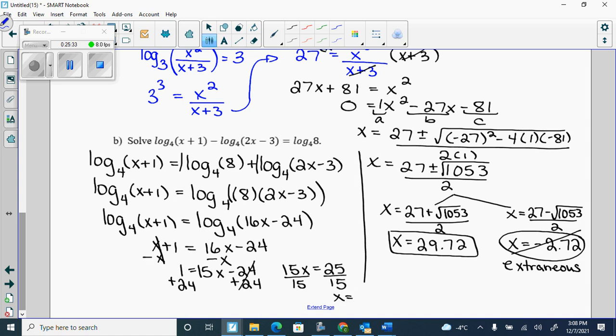And always make sure to check your answer at the end to see if it fits. 5 over 3 plus 1 is fine. 2 times 5 over 3 is 10 over 3 minus 3 is still fine. I don't know why I just boxed the 5 over 3, but whatever.